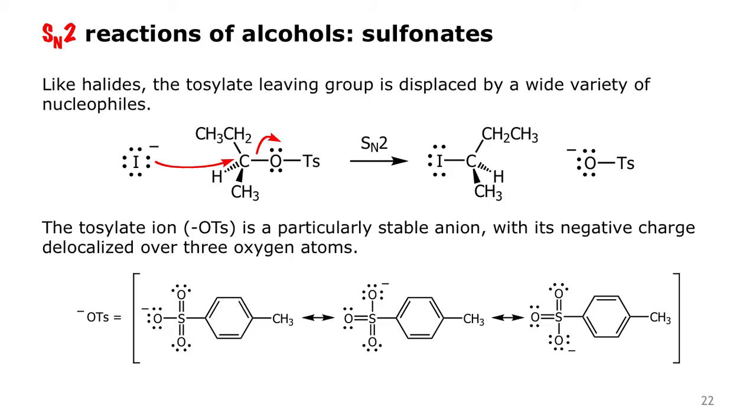It's very good. It's like a sulfate, but an organic derivative of a sulfate. And you can actually draw a series of resonance structures that shows that negative charge is delocalized around the oxygens on the sulfur. So it's a very simple tool. Take an alcohol, make a tosylate, and then you can do whatever SN2 reaction you want to.